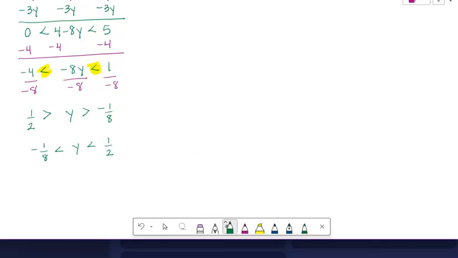In interval notation, I have a round parenthesis at -1/8 going up to a round parenthesis at 1/2. And notice that the order that I've written this now is going from the lower number up to the higher number.